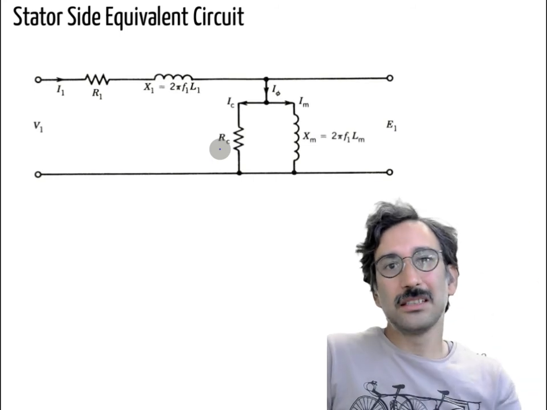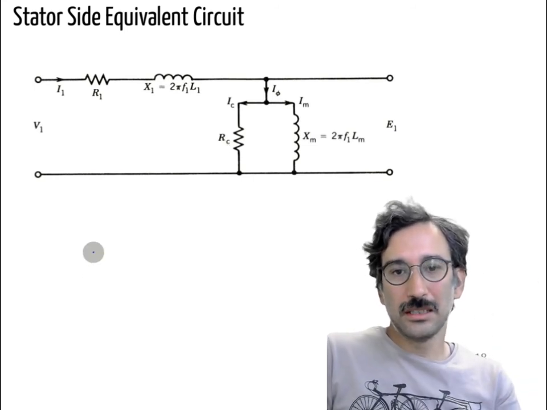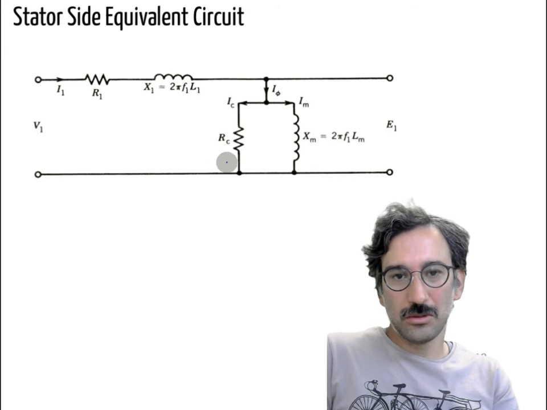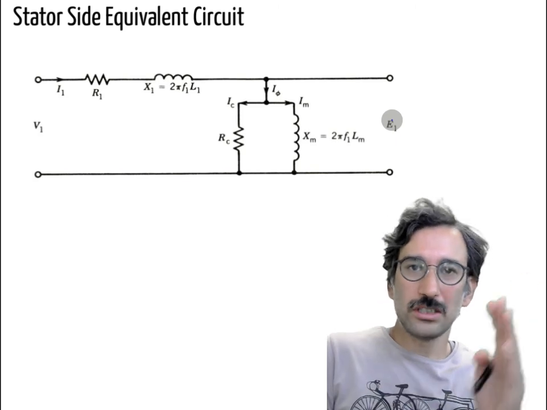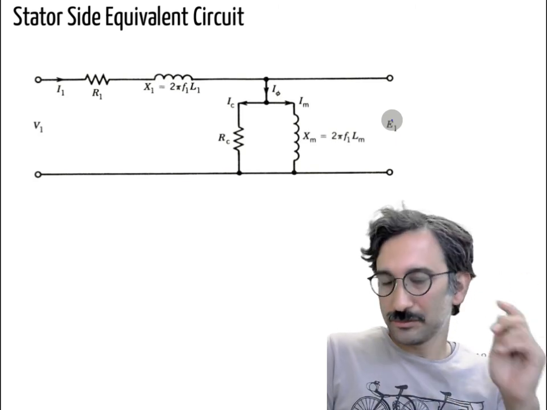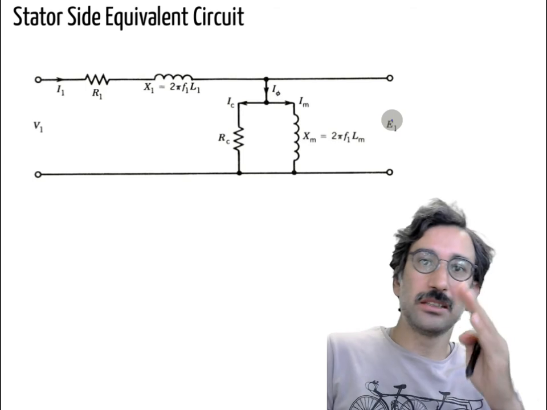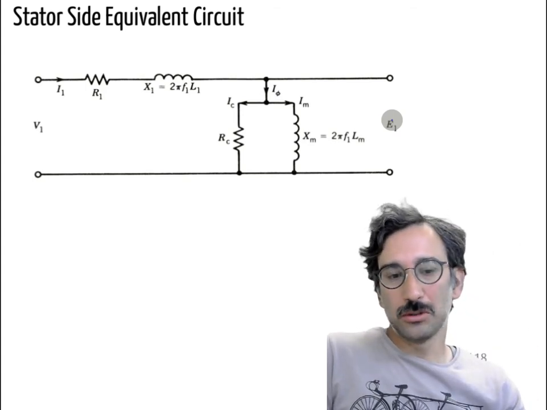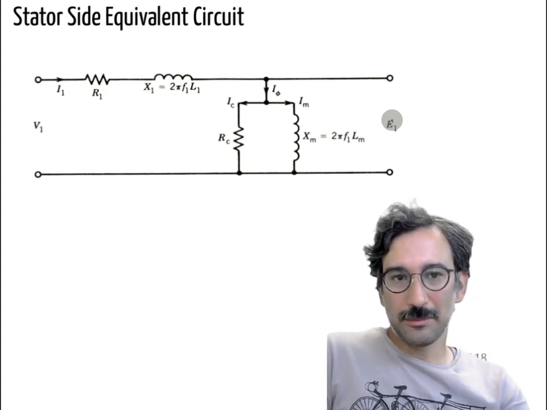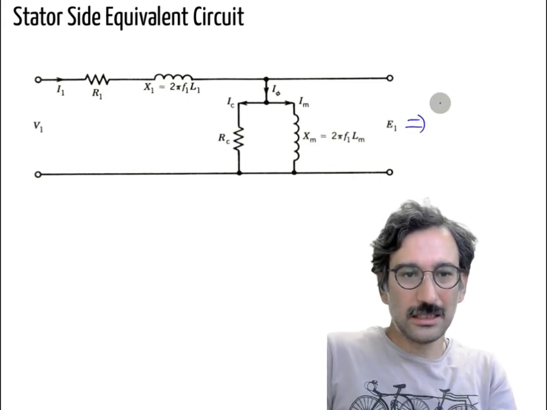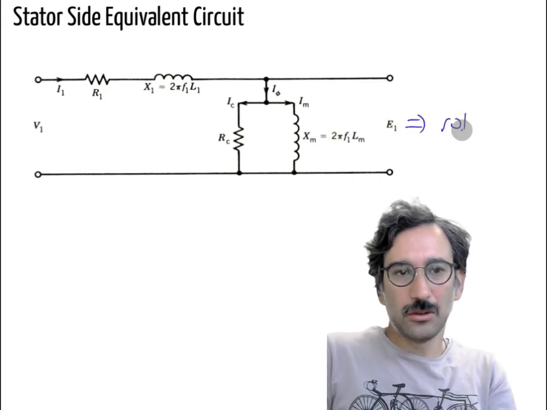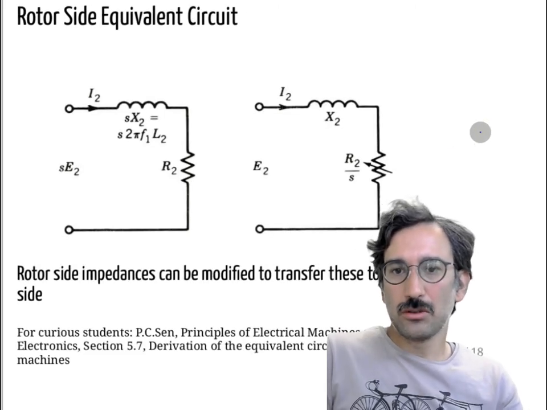Remember the hysteresis and eddy current losses in the BH characteristics of the core material. So we have Xm. So here that is the voltage E1. That is the voltage that is being transferred to the rotor through the air gap. So this is the stator side, and on that side we will have the rotor side as well. So let's have a look at the rotor side.